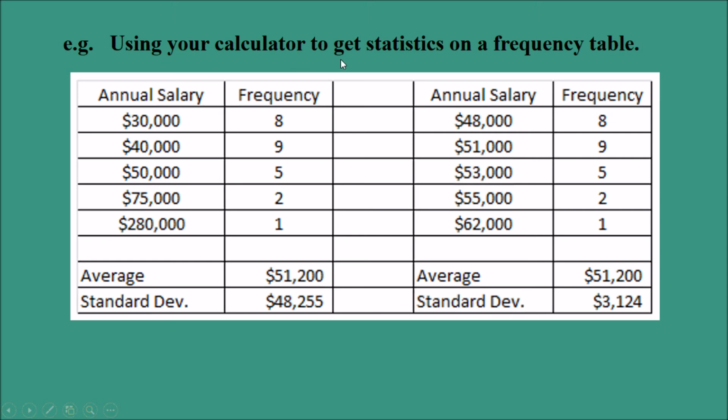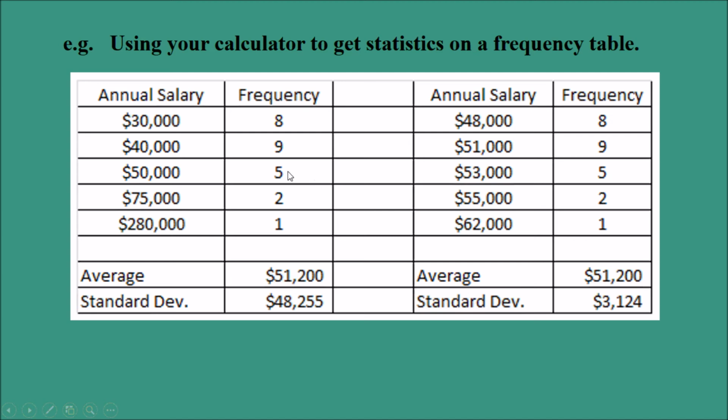Now, how do we use our calculator to get statistics on a frequency table? Let's say we have 2 companies, each with people grouped similarly. The lowest 8 employees are all paid equal amounts, except in this case, the lowest 8 are only paid $30,000 at company A, where they're paid $48,000 each in company B. The next 9 people all have the same salary, $40,000, where in company B, the next 9 people are all paid $51,000.